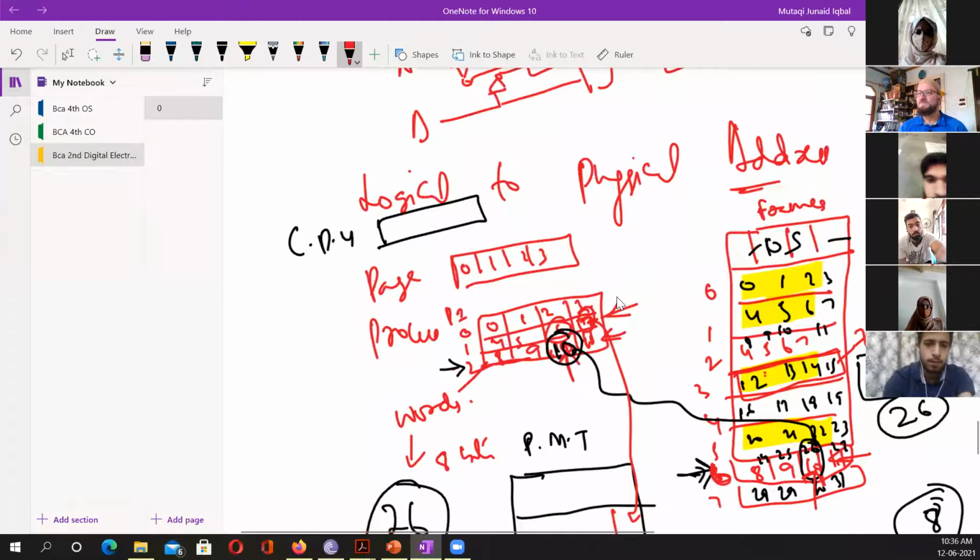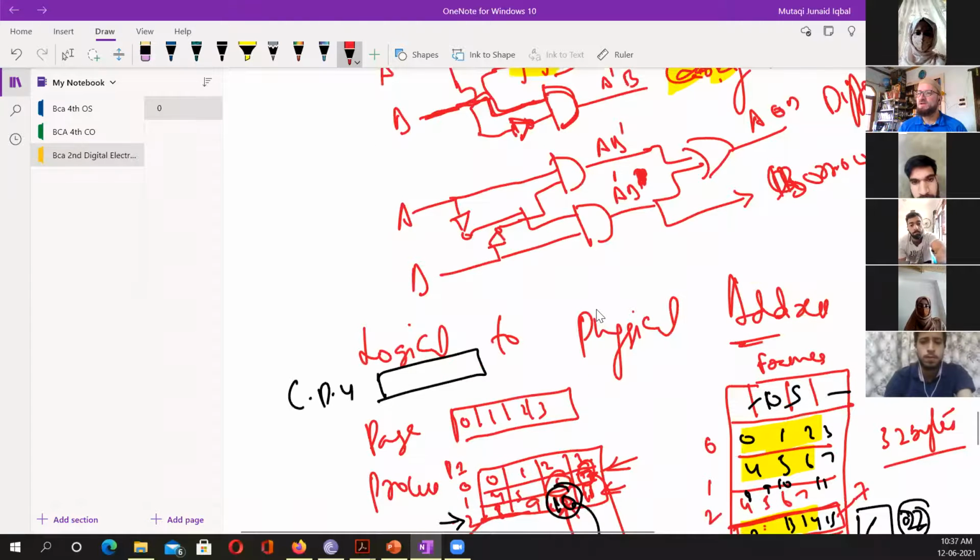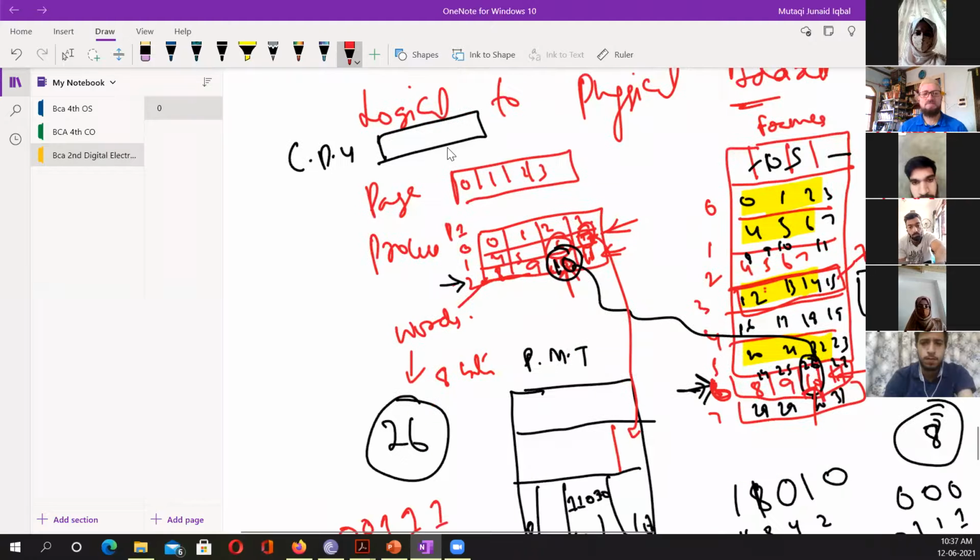I am saying that the CPU generates an address, which is a logical address, just about that byte in the page. We have the process, and it has these 3 pages, and in these 3 pages it has loaded its data, and we have 4 bytes per page.